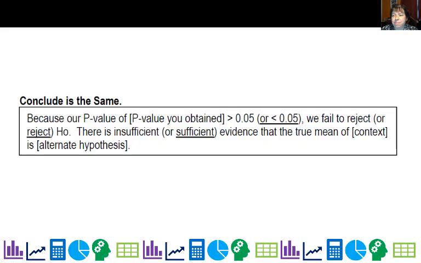So conclude is the same. Basically, we're writing because our p-value is something. It's either greater than 0.05 or less than 0.05. If it's greater, we fail to reject. If it's less than, we reject. By the way, it could be some other alpha like 0.02, 0.01. Just use whatever's given to you. If it's greater than 0.05, there's insufficient evidence. And if it's less than 0.05, there's sufficient evidence that the true mean of whatever our context is, the alternate hypothesis. And remember, avoid words like prove and accept. Those are big no-nos that will move an E to a P.